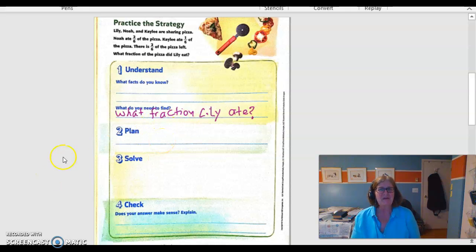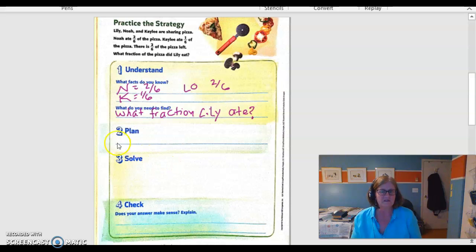All right. So then the question is, what facts do you know? We know that Noah ate, it's hard for me to read it from here, I'm sorry, he ate 2/6. And I know that Kaylee ate 1/6. And I also know that there was some left over. According to our story, there was 2/6 left over. So I need to make a plan.